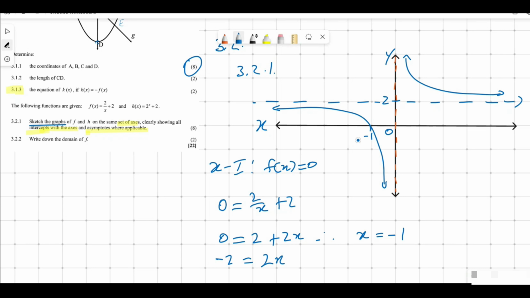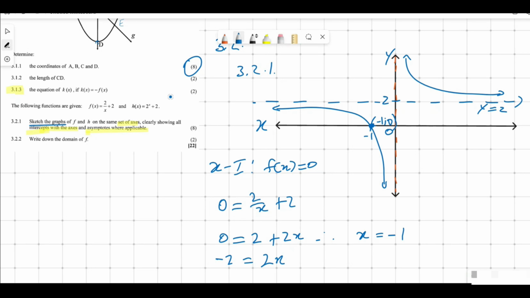Then we have drawn our hyperbola. They said we must indicate the intercept with the axis. This is how you indicate the intercept with the axis: you indicate this is the point (-1, 0). By doing this, you have indicated the intercept with the axis. Remember, this is the only intercept with the axis. The other thing you must do is to indicate the equation of the asymptote. This is the horizontal asymptote. y is equal to what? 2. Is that okay?